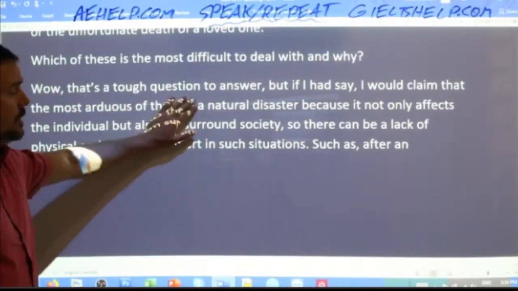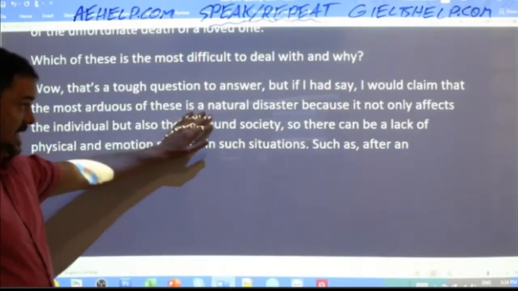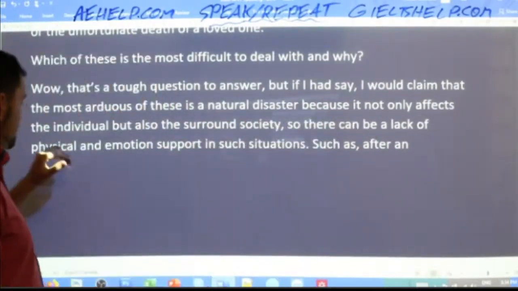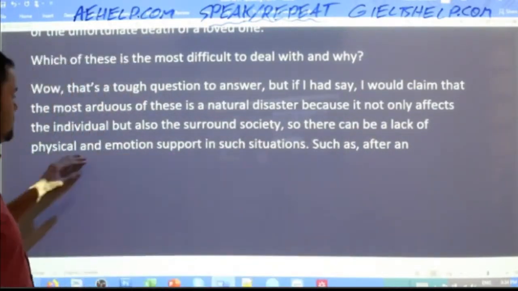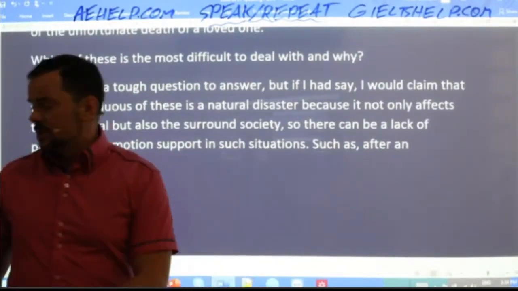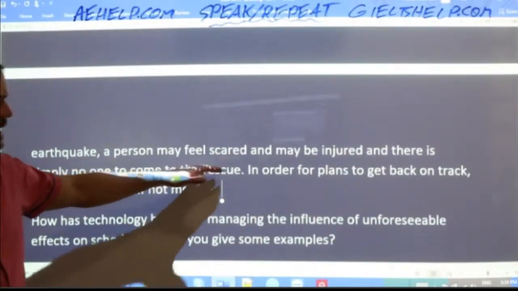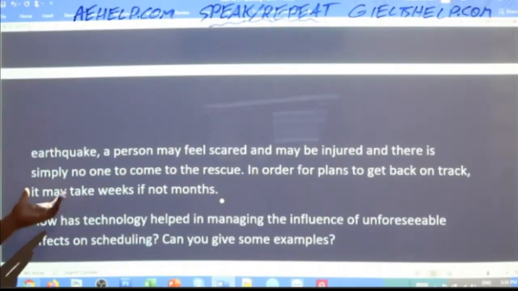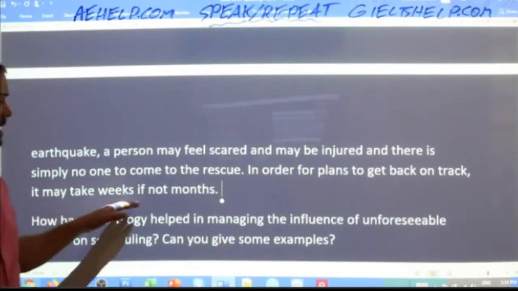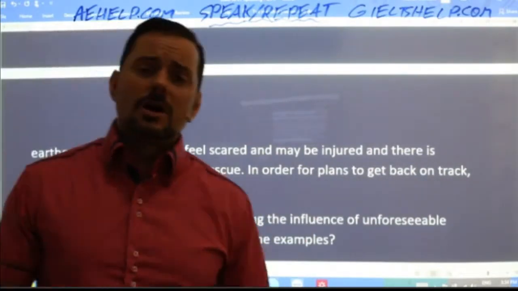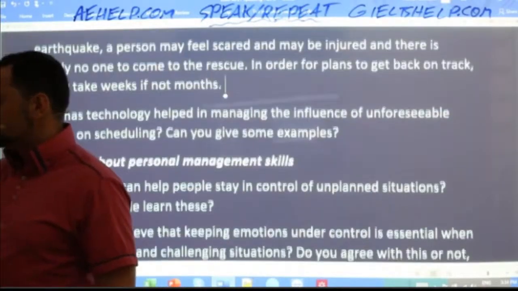Wow, that's a tough question to answer, but if I had to say, I would claim that the most arduous of these is a natural disaster because it not only affects the individual, but also the surrounding society. So there can be a lack of physical and emotional support in such situations, such as after an earthquake, a person may feel scared and may be injured, and there is simply no one to come to the rescue. In order for plans to get back on track, it may take weeks, if not months, after such a catastrophic event. Okay. Next question.